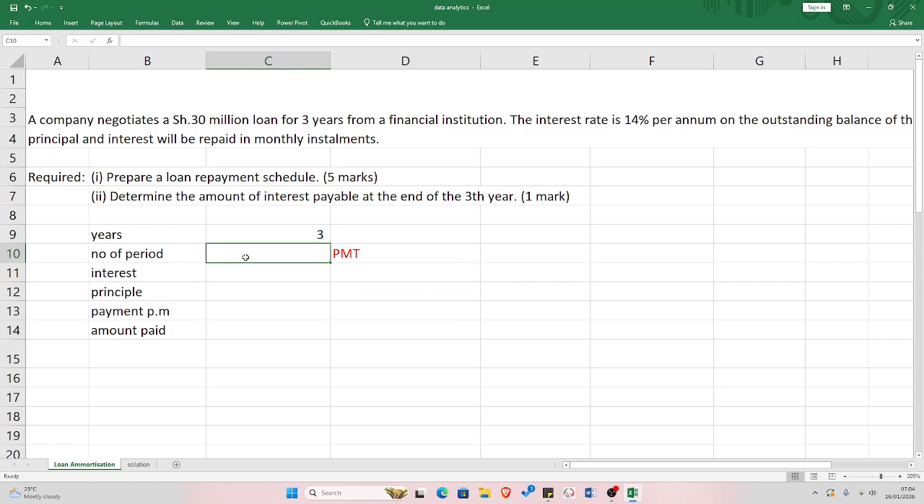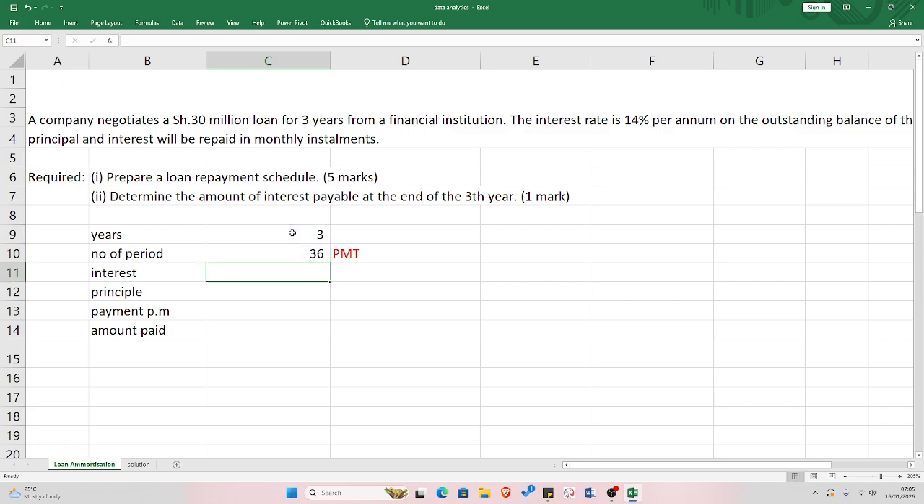So the number of periods for this item: we are told that the loan is repaid on a monthly basis. That means in 1 year, it is going to be paid how many times? 12 times. So if 1 year is 12 times, then 3 years will be how many? We multiply it by the number of years up there.